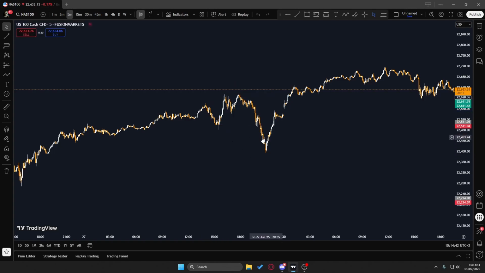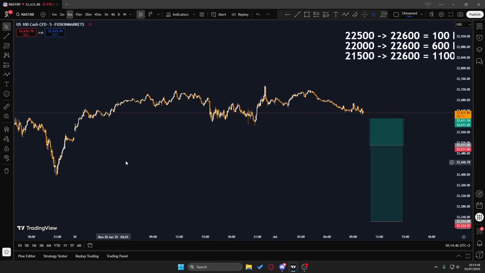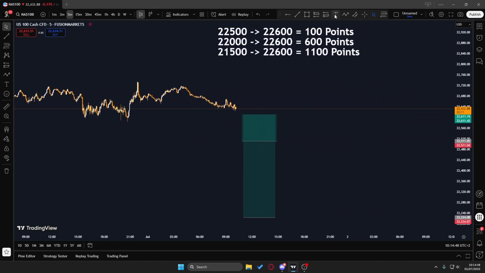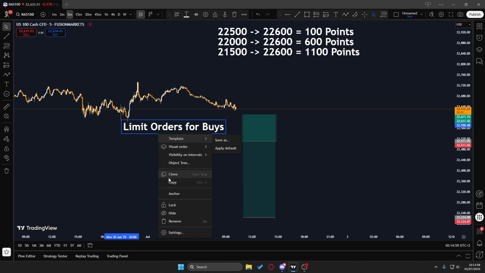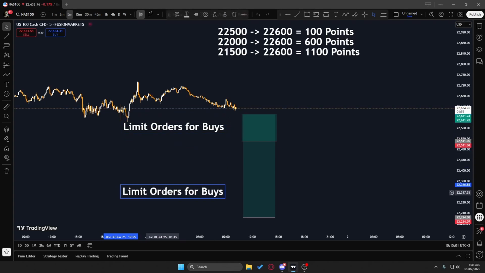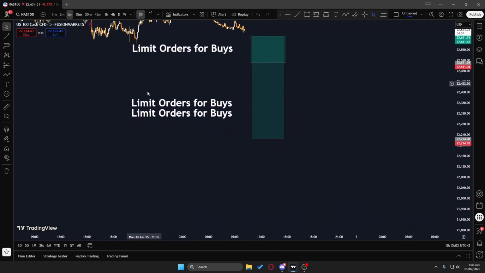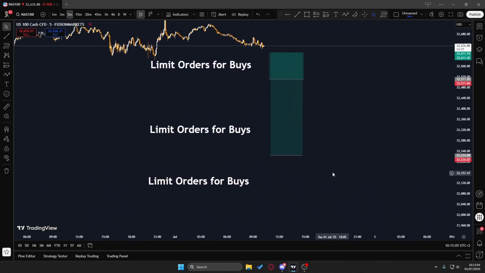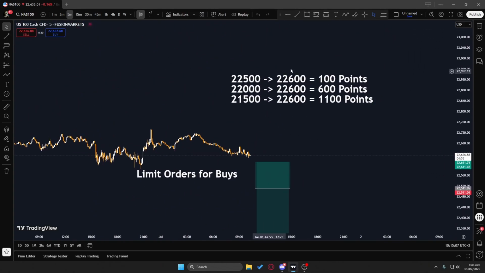Because you have to realize the market will at some point drop anyway. It will eventually drop. So what you do is you simply place limit orders for buys at these different levels. You place one here, and you place one here, and you place one down here, and then you just quickly run back to this math here up until 15,000, like in our example.